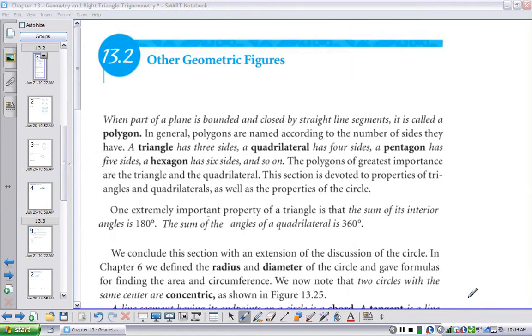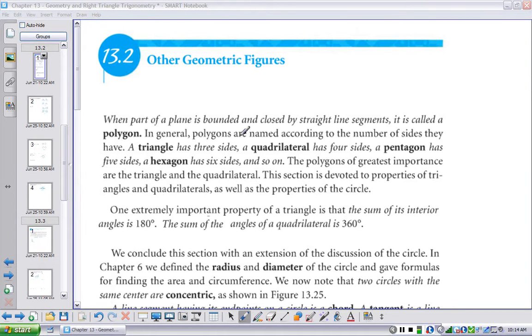All right. We're looking at other geometric figures. We talked extensively about triangles. We talked about circles. But we're going to talk about other figures as well as revisit the triangle and the circle.